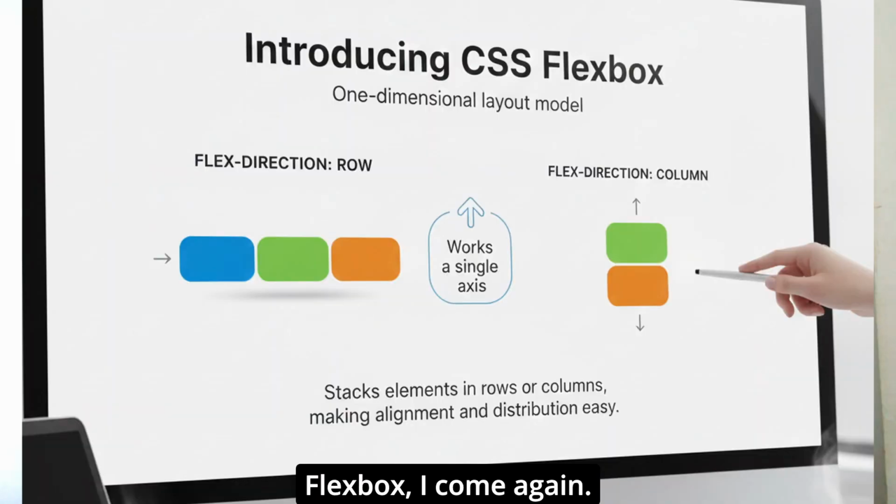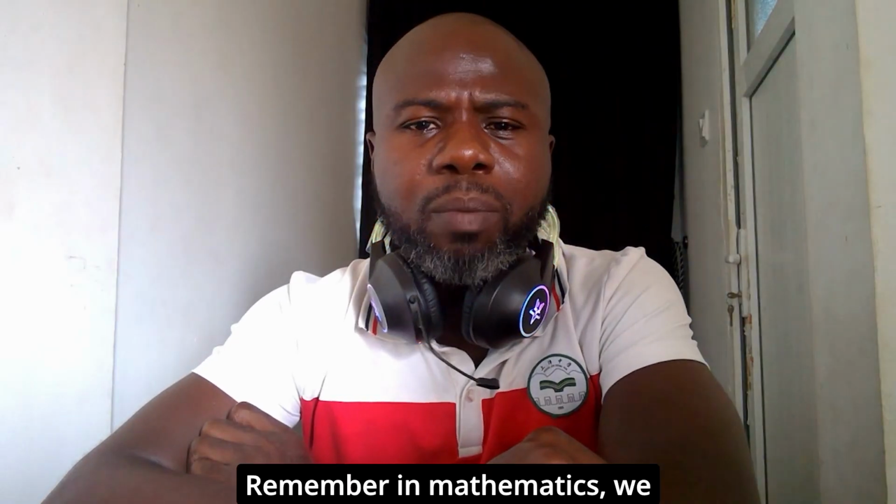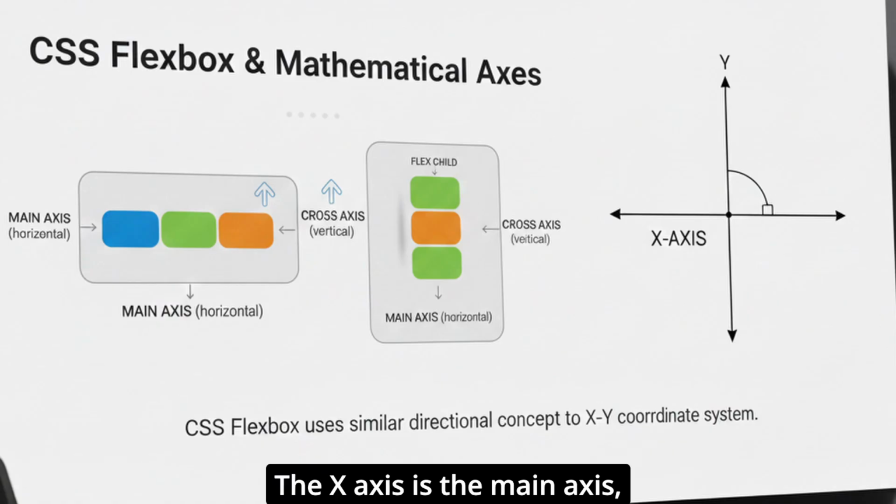Flexbox, I come again. Flexbox is a one-dimensional layout model. What I mean is this: Flexbox is telling you how elements are being arranged. It either arranges them horizontally or vertically. Remember, in mathematics, we have the x and y axis. The x-axis is the main axis, which is the horizontal axis, while the y-axis is the vertical axis, perpendicular to the x-axis. So by default, Flex arranges things horizontally. That means in row. Row means horizontal.